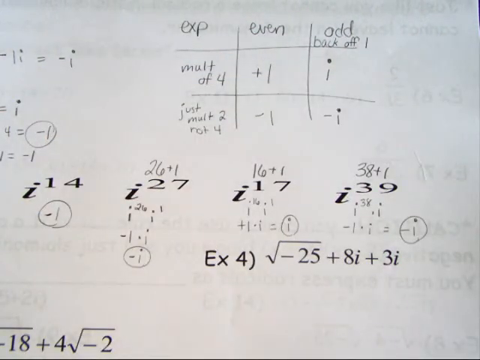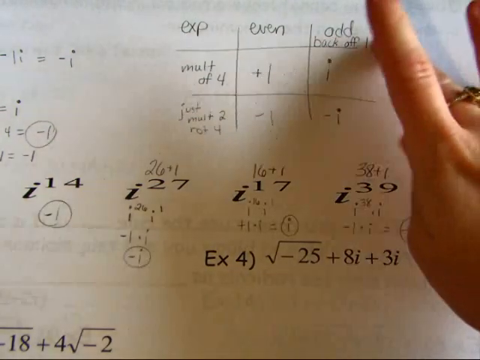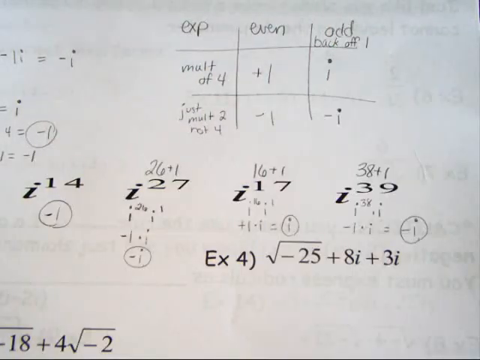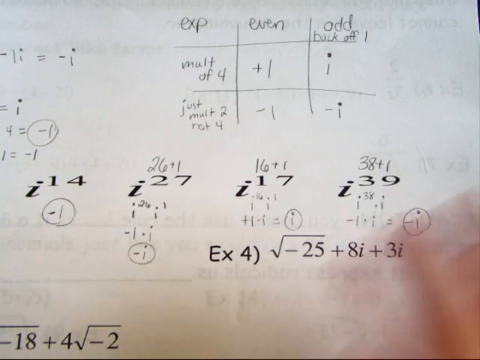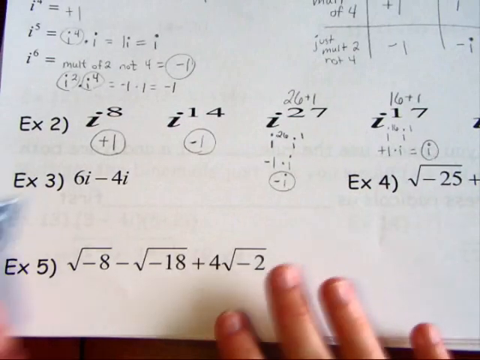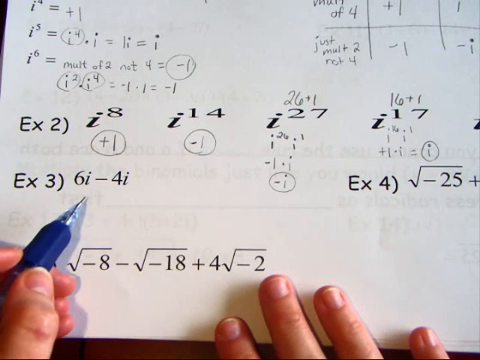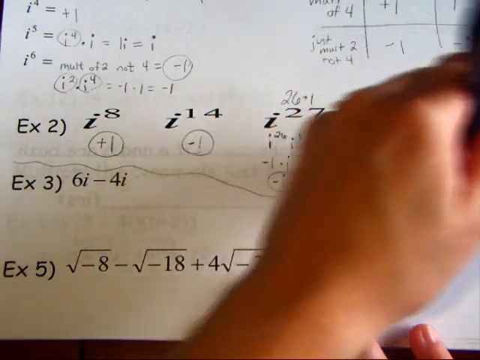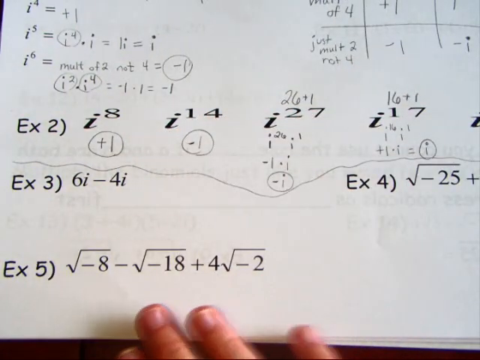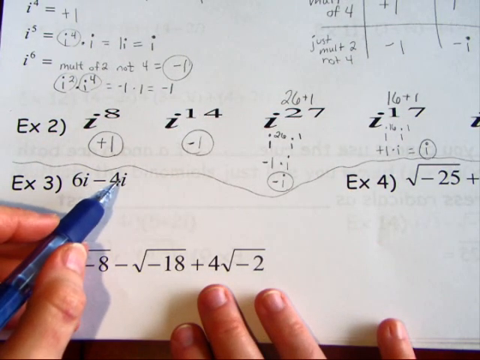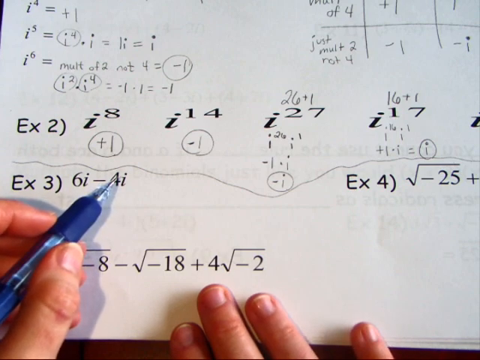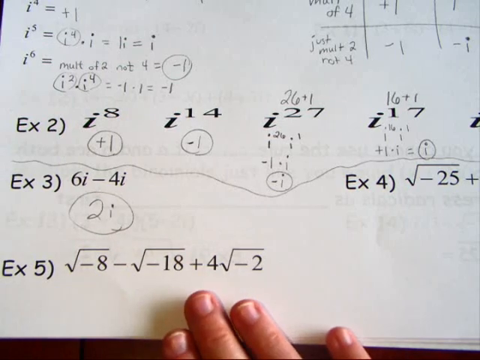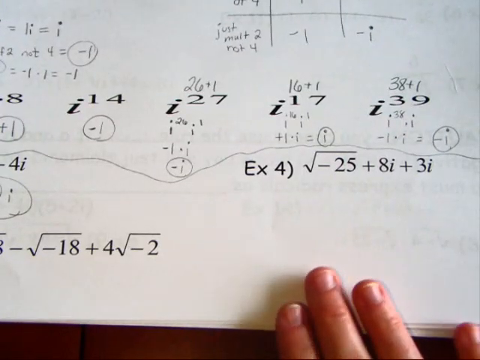So you guys can see you have 4 options. With the odds, you always have an i left over. With the evens, you never have an i left over. Let's try a couple of examples down here. You're going to combine these just as if they were like terms. So this is almost another little section here: combining like terms. What's 6i minus 4i? Well, just like 6x minus 4x, the answer is 2i. Not too bad, right?